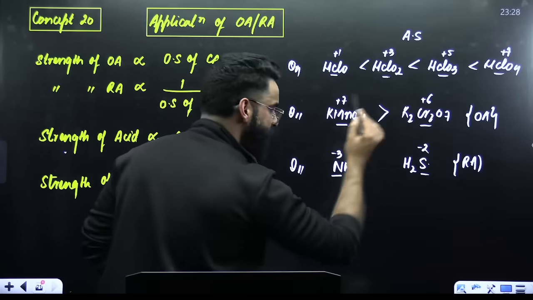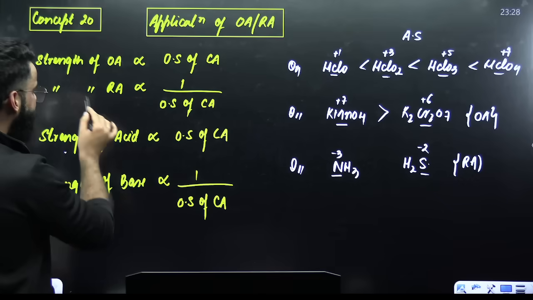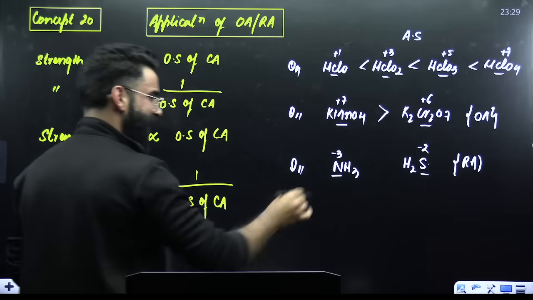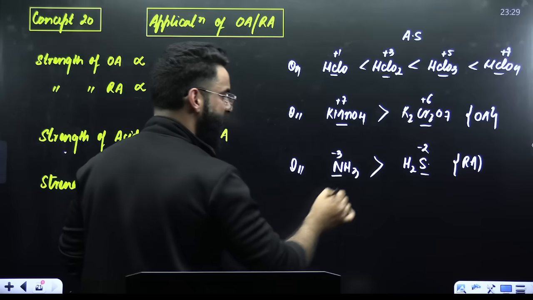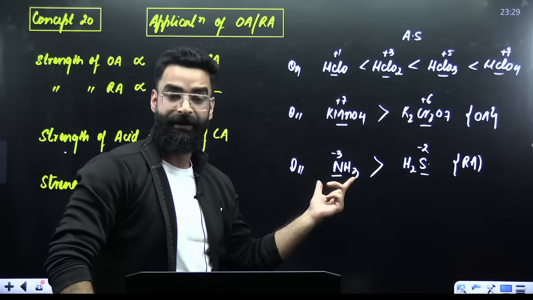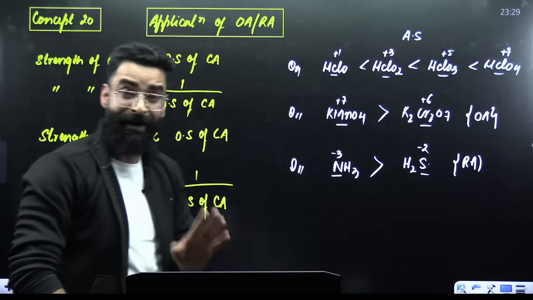We have to give the order of reducing agent. So strength of reducing agent is inversely proportional to oxidation state of central atom. So lesser the oxidation state of the central atom, more is going to be its reducing nature, right? I mean, stronger is going to be the reducing agent. Pretty much simple. So 20 concepts till now.